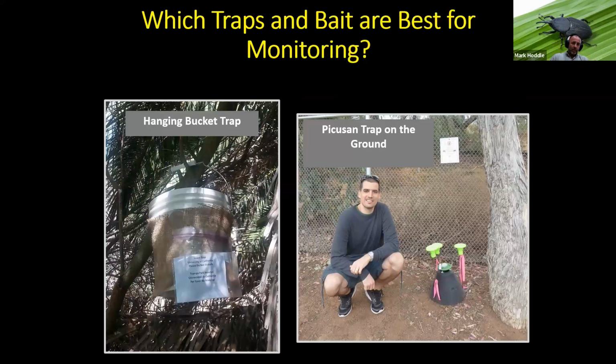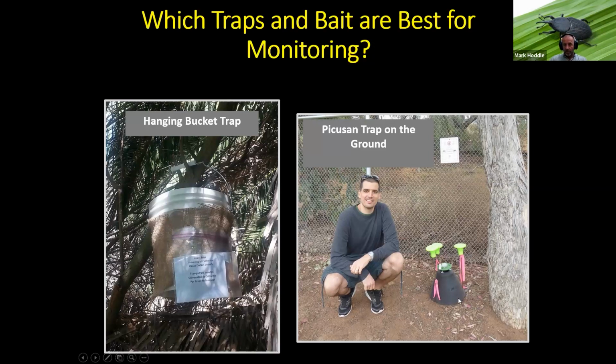So a question I get asked a lot is, what traps should we use? Should we use those hanging bucket traps like you've used in the Sweetwater Reserve? Or there's these new traps that everybody's talking about, these percussion traps, which sit on the ground. So the bucket trap is essentially a bucket with 4 holes, the fermenting bait and the aggregation pheromones. The weevils fly to it, walk up the burlap, fall in the holes, drop into the antifreeze, and they drown.